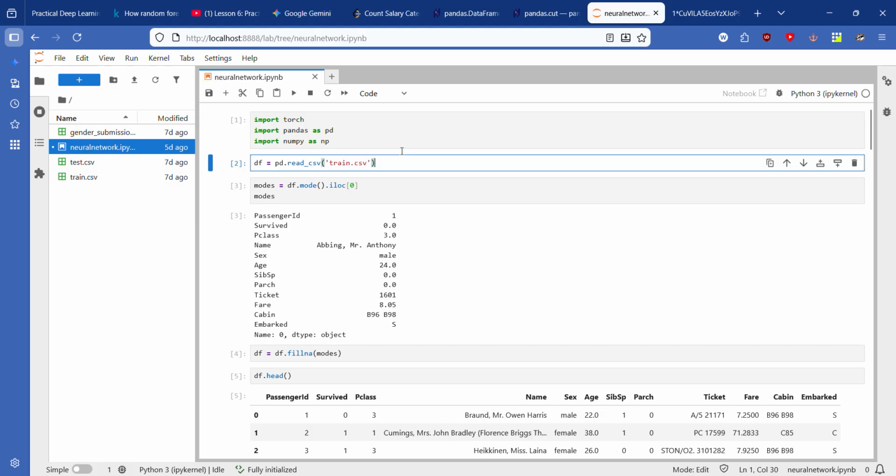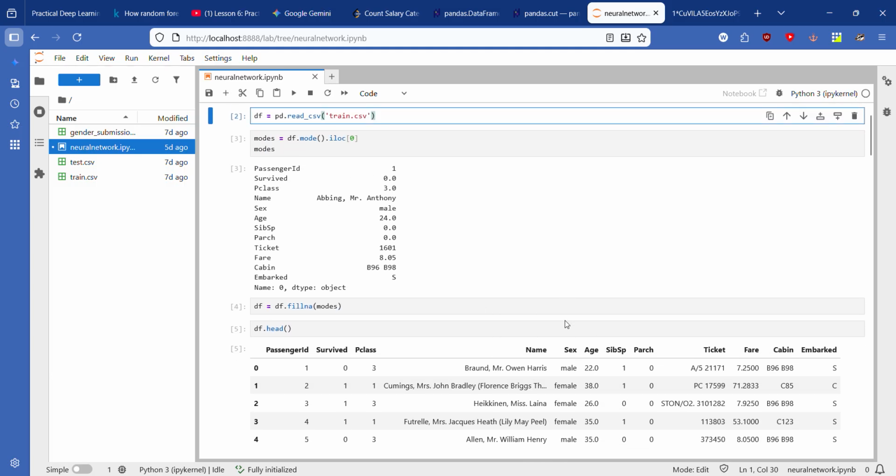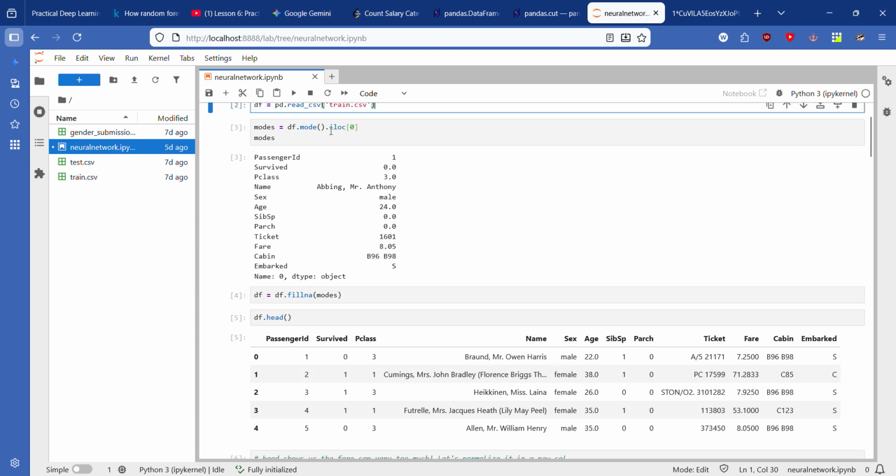And just for context, this train file is a Titanic data set from Kaggle. It basically shows you the data right here, what you see in this CSV file, but I want to turn it into a data frame so I can work with it and manipulate that data.